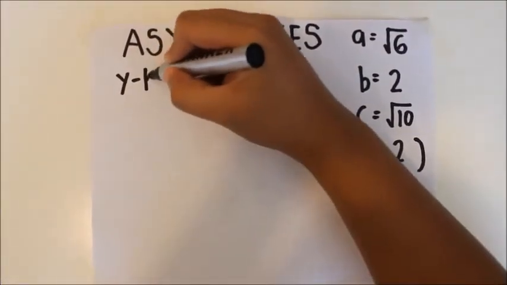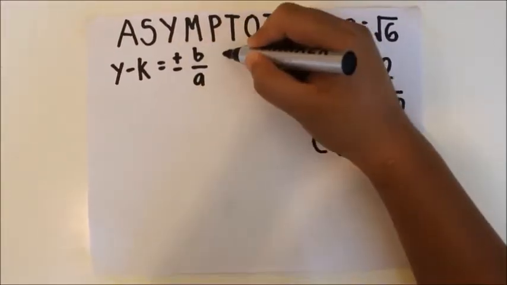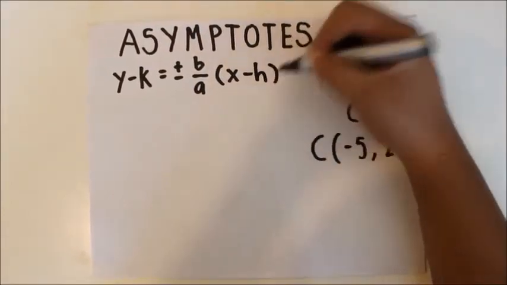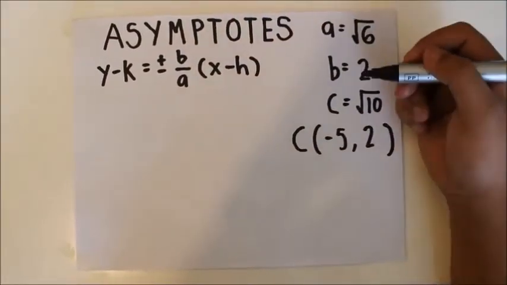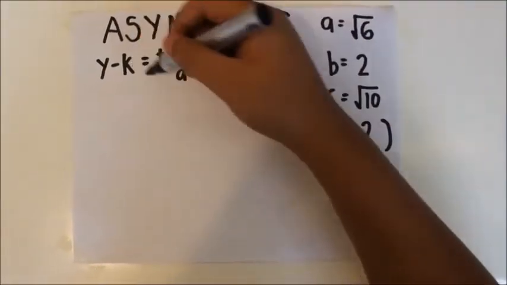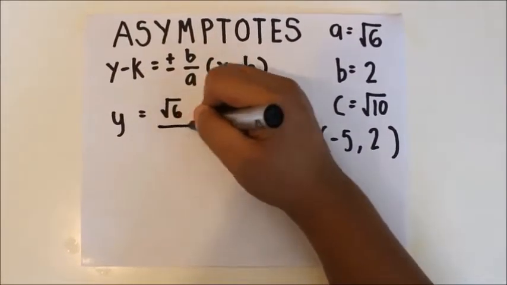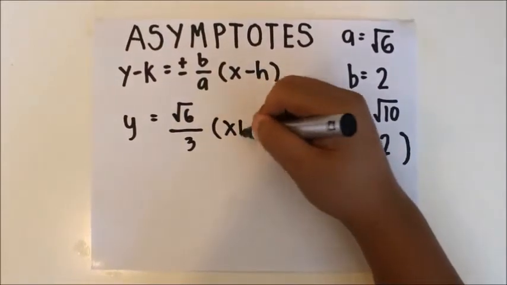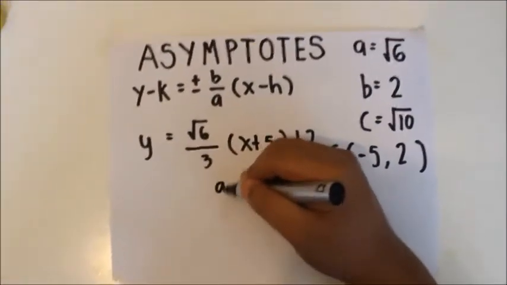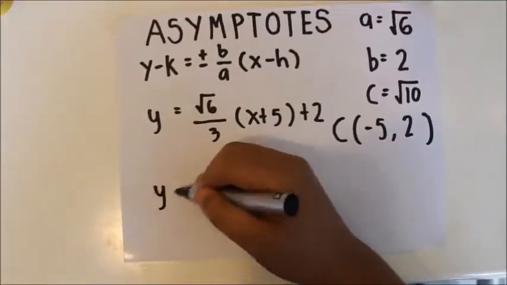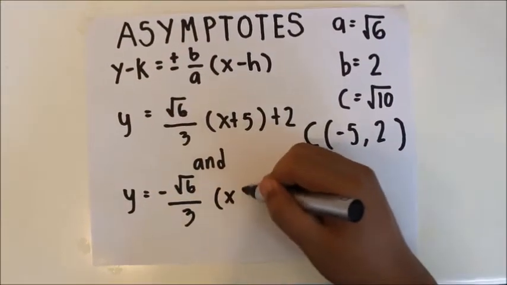y minus k is equal to plus or minus b over a times x minus h is the formula that we are going to use. We are going to substitute the given values to make use of the formula. In the end, we're going to have y is equal to square root of 6 over 3 times x plus 5, plus 2. And y is equal to negative square root of 6 over 3 times x plus 5, plus 2.